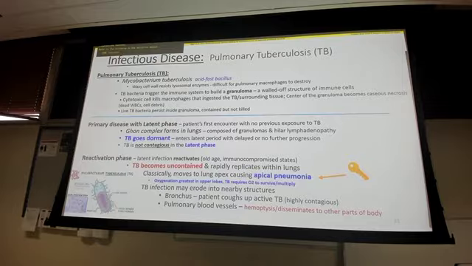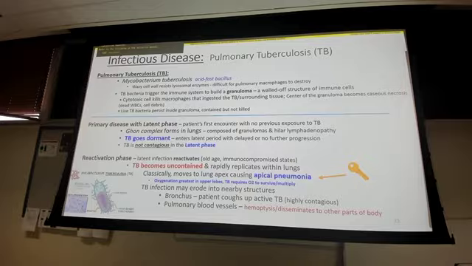That's what protects the TB from actually getting killed by our body. Our macrophages come in, they eat it, they try to destroy it with their enzymes, but they can't because of this waxy wall. That waxy wall protects it. So what do we do, right? If we can't kill it, we're going to put it in jail. We're going to try to wall it off so that it doesn't spread to our body.